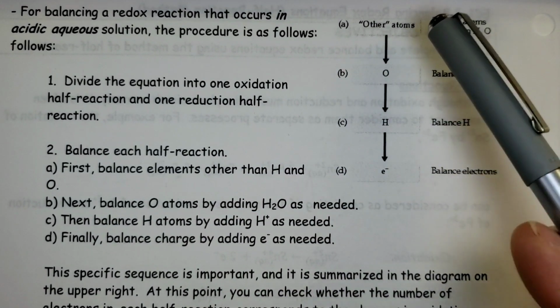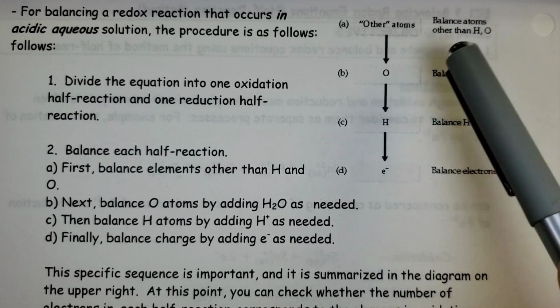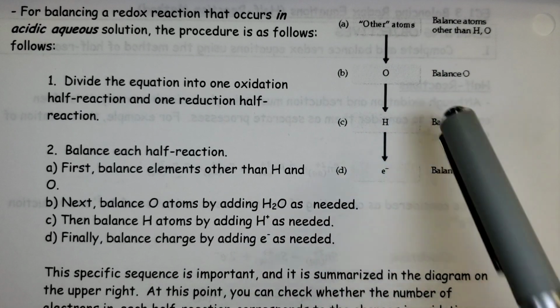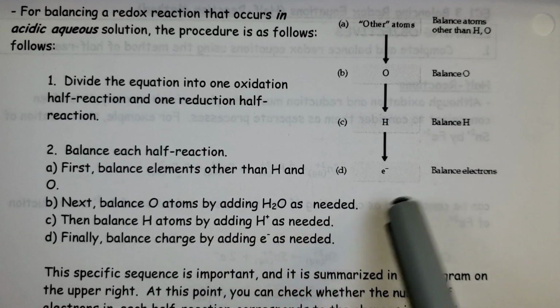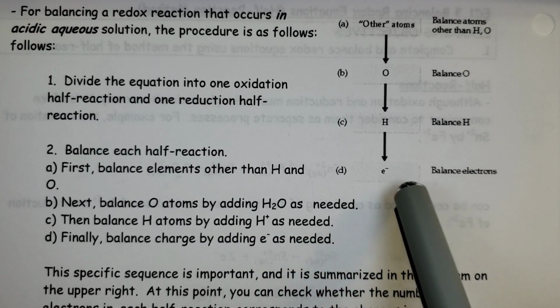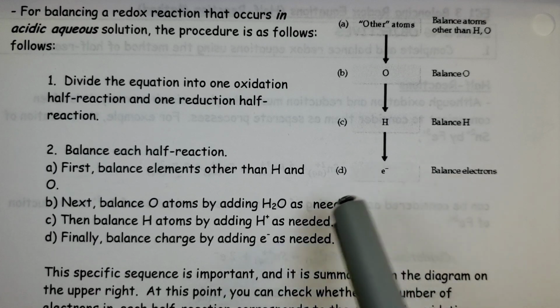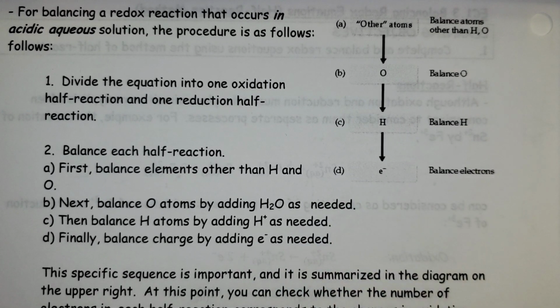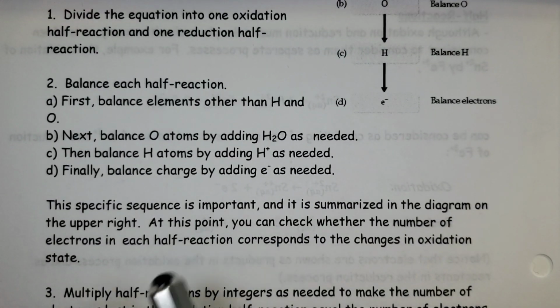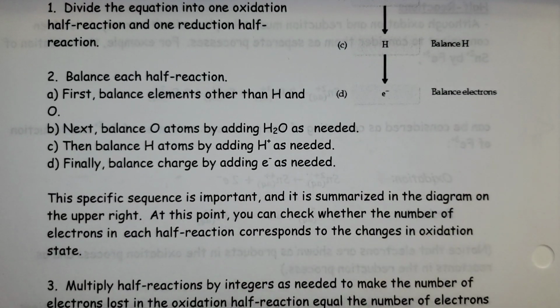So balance other atoms, then balance the O's, very similar to what we did before. Balance H's by adding hydrogen ions to each side, and then whatever side is short of electrons, because remember, we're allowed to add electrons to either side. We're not allowed to take away. Add electrons, and then it should be balanced. This specific sequence is important, and it's summarized in that diagram up there.